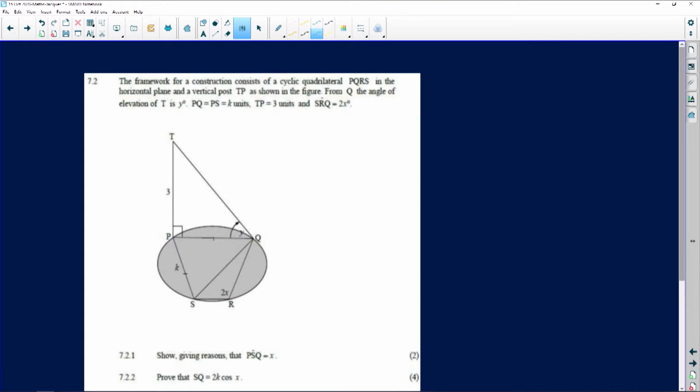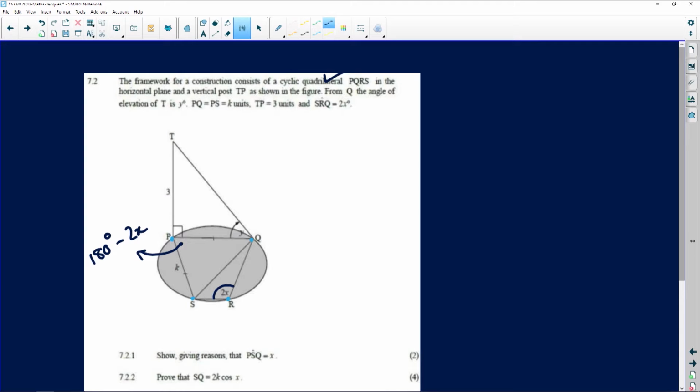It says here, the framework for a construction consists of a cyclic quad. Now, folks, the cyclic quad is PQRS. Immediately we're going to stop reading. We're going to say, okay, if this angle is 2x, the angle that lies opposite to it, the sum of those two will be supplementary. So that angle will be 180 degrees minus 2x. Opposite angles of a cyclic quadrilateral are supplementary. So we've used the cyclic quad.